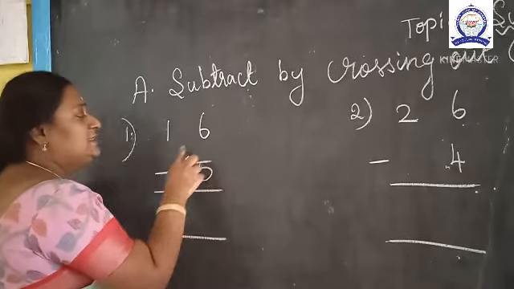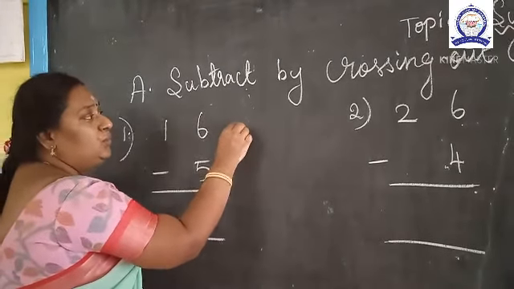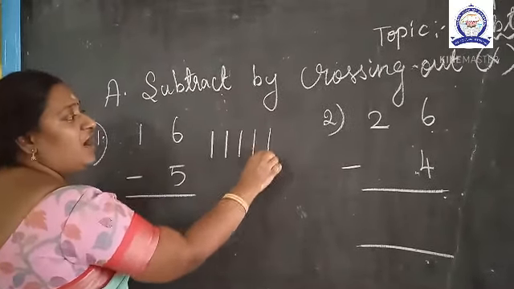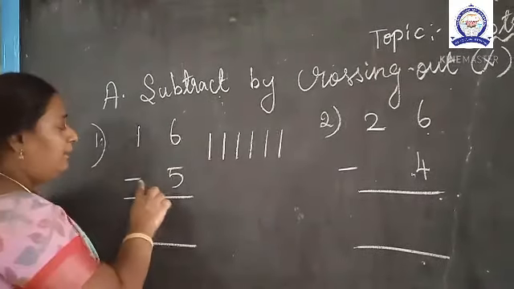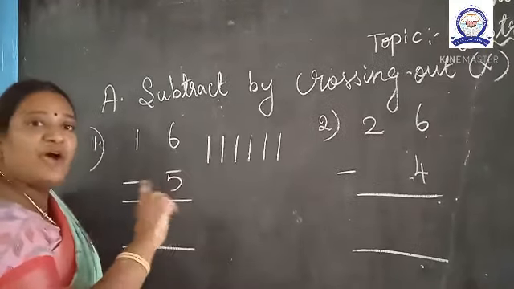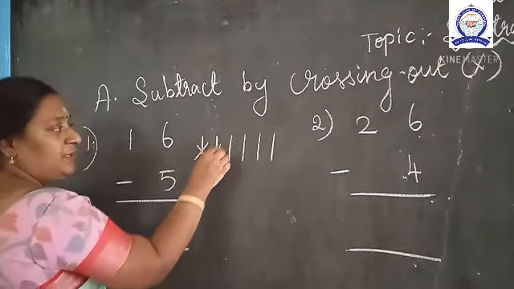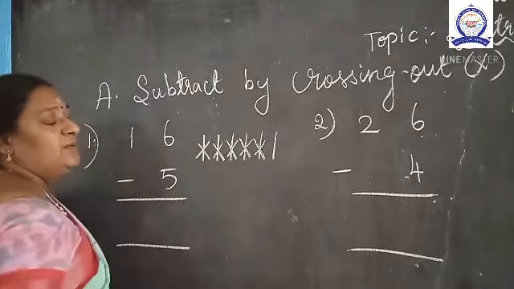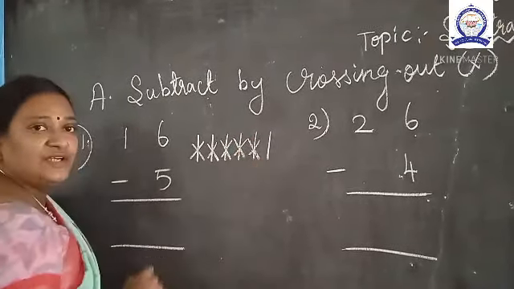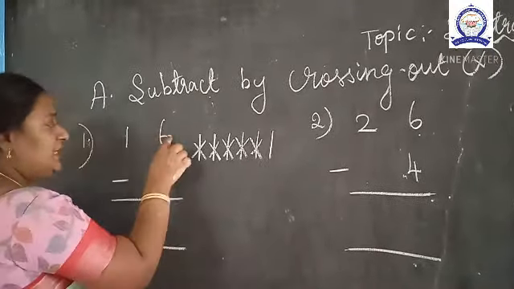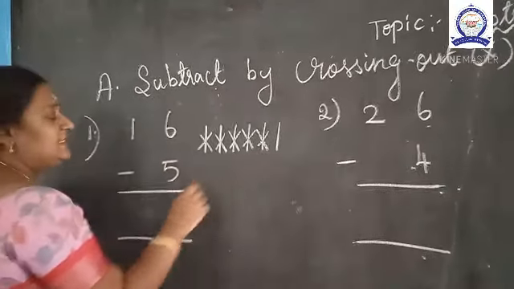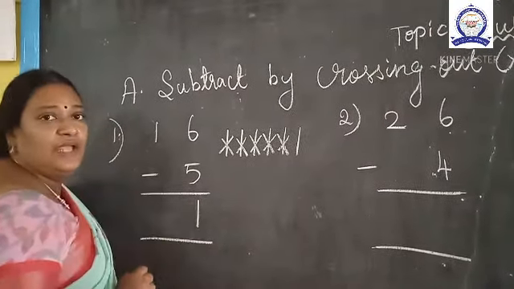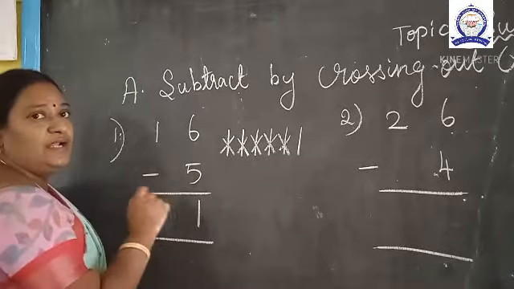So 6 minus 5. First you write 6 lines. 1, 2, 3, 4, 5, 6. Then minus 5. You cross out 5 lines. 1, 2, 3, 4 and 5. How many lines are left? Only one line. So 6 minus 5, the answer is 1. One line is left, so you write 1. Okay, 6 minus 5 is 1.